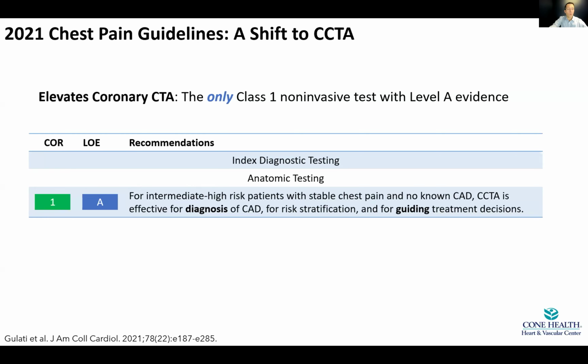So why CCTA? Why is cardiology seeing this shift in practice? Well, in 2021, the chest pain guidelines really shifted away from stress testing as the primary recommendation for evaluating patients with stable chest pain symptoms. This guideline document gave coronary CTA a class of recommendation 1, level of evidence A, to evaluate patients with stable chest pain symptoms. And this really was because of the shift in what we can see with CCTA. We can actually see early disease, we can see late stage of disease. And I'll talk about how it helps guide treatment decisions as well.